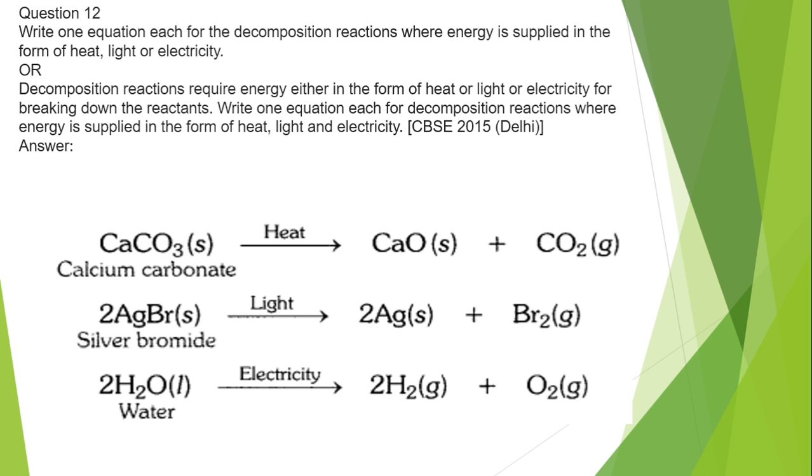Question number 12. Write one equation each for the decomposition reactions where energy is supplied in the form of heat, light or electricity. Or the question can be asked like this also, that is, decomposition reactions require energy either in the form of heat or light or electricity for breaking down the reactants. Write one equation each for decomposition reactions where energy is supplied in the form of heat, light or electricity. Now let us write the equation for that.